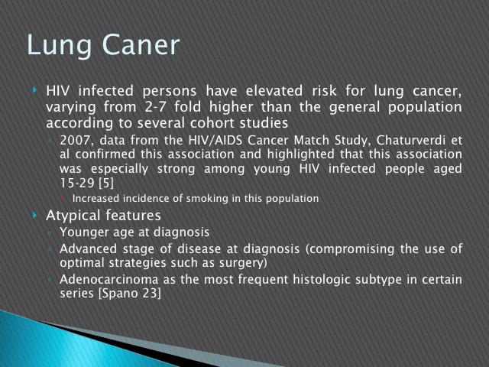Lung cancer, I think this is the last one. HIV-infected persons have elevated risk of lung cancer as well, 2 to 7-fold higher in the majority of studies. In 2007, the HIV/AIDS Cancer Match study did look at this and confirmed that there was an association, especially in those that are young, between 15 and 29 years of age. And this was thought to be because this particular group of people have an increased prevalence of smoking. Atypical features for the lung cancer: younger age, advanced stage of disease at diagnosis, and adenocarcinoma was actually more common in this group.